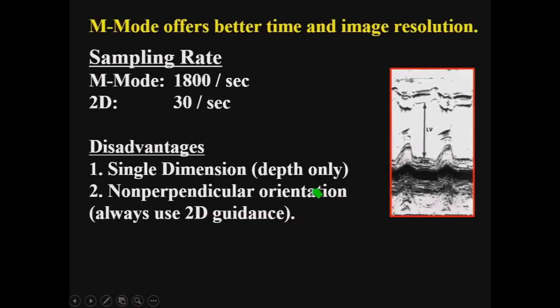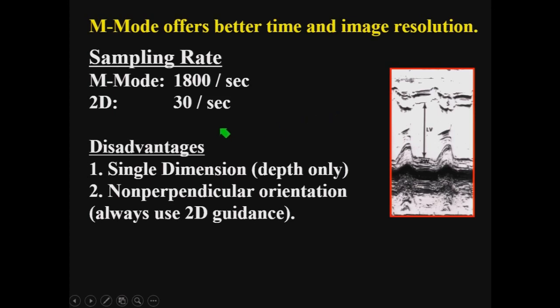M-mode offers better time and image resolution. The sampling rate of a 2D image is about 30 times per second. The sampling rate of M-mode is 60 times higher. It's 1800 times per second. The images, therefore, as you can see, and the definition of endocardium is much better than what you can get by two-dimensional echo.